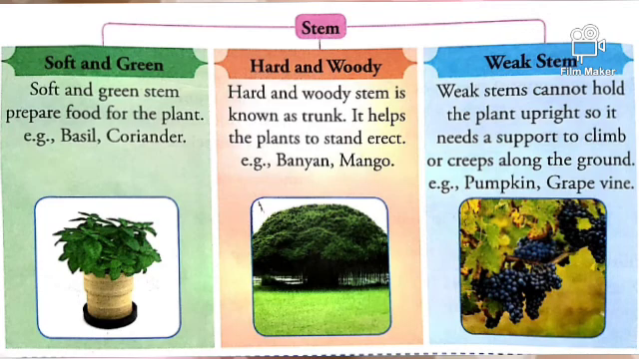The next type of stem is the weak stem. Weak stems cannot hold the plant upright, so they need a support to climb or creep along the ground. Such types of stem can be seen in climbers and creepers. Some of the examples are pumpkin and grapevine.